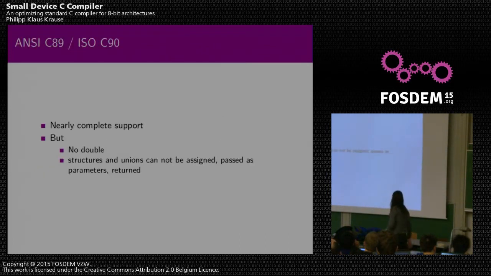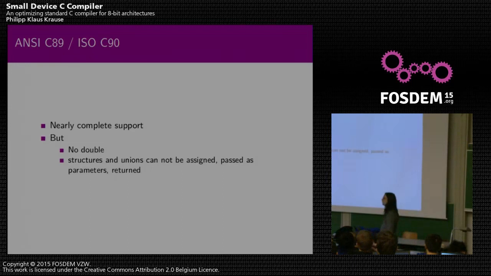Okay, this is the oldest standard, the ISO C90 standard. It's nearly completely supported in SDCC now. The two big things that are missing are double. I mean, if there's a double, we give out a warning and treat it like a float. And structures and unions can't be assigned, passed as parameters, or returned yet.